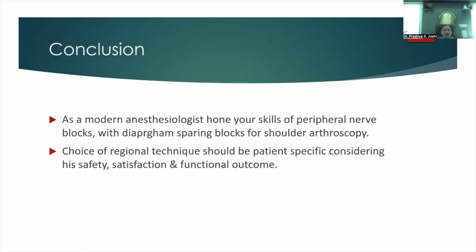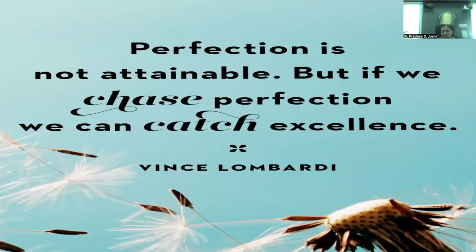Thus, to conclude, as a modern anesthesiologist, you should hone your skills of peripheral nerve blocks with the diaphragm sparing blocks for the shoulder arthroscopy. Choice of regional technique should be patient specific, considering the safety, satisfaction, and the functional outcome. Perfection is not attainable, but if we chase perfection, we can catch excellence, and that's the end.